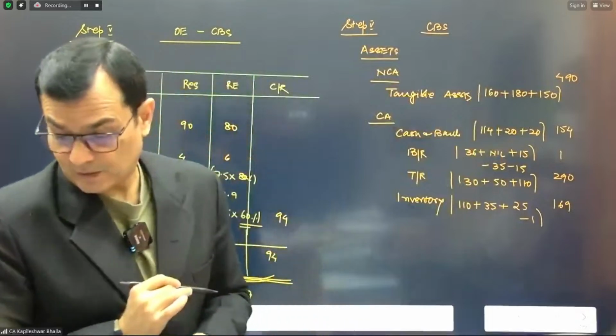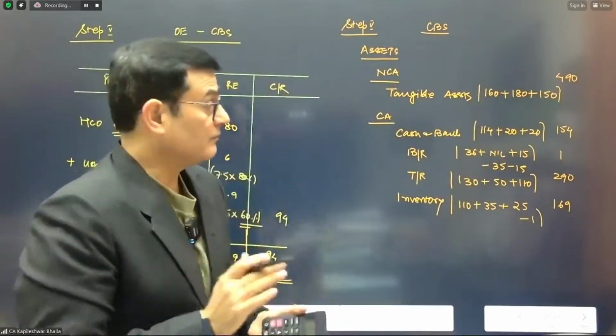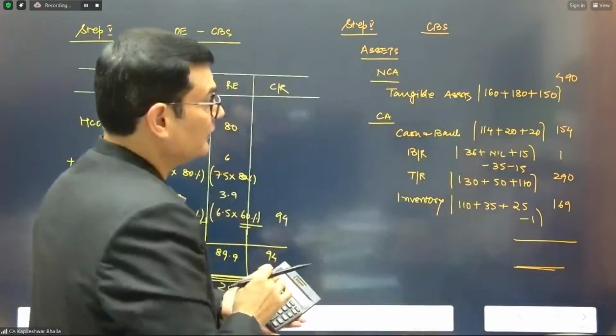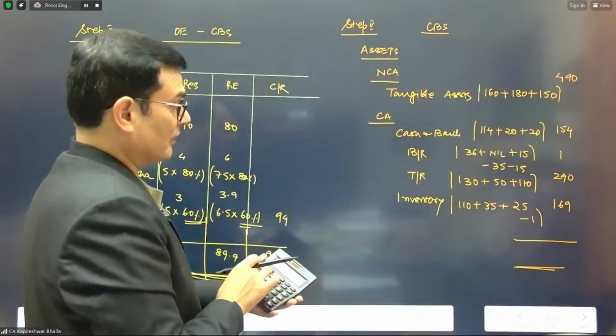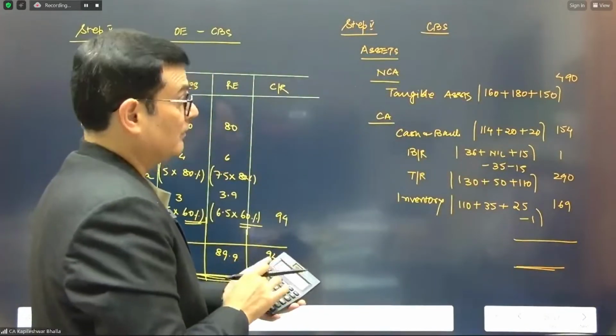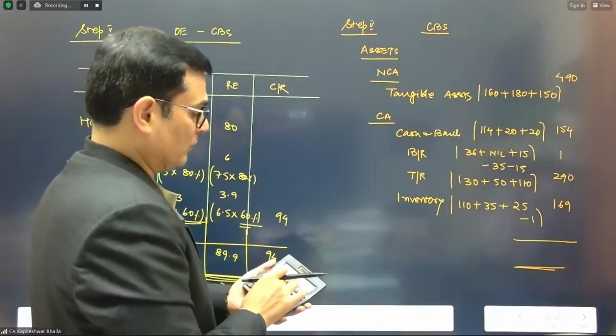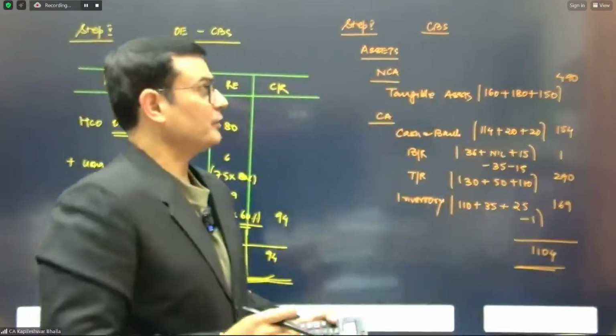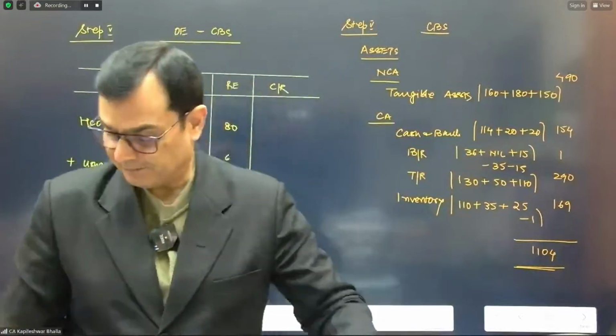And I guess that's it on the asset side. So that takes care of the asset side of the balance sheet. Let's see the total. So this is 490 plus 154 plus 291 and 169. I think it's coming to 1104. That is the total of the asset side.